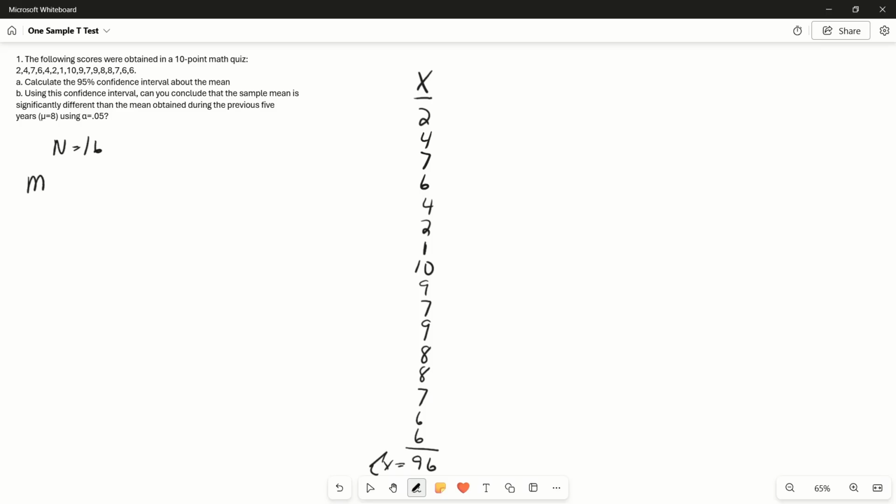So we know the mean is equal to 96 over 16. The mean is going to be 6, a nice whole number again. My degrees of freedom is n minus 1 here, so 16 minus 1 is 15 degrees of freedom.